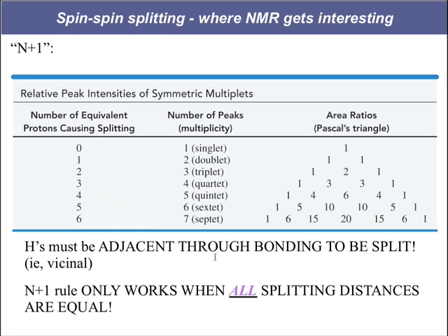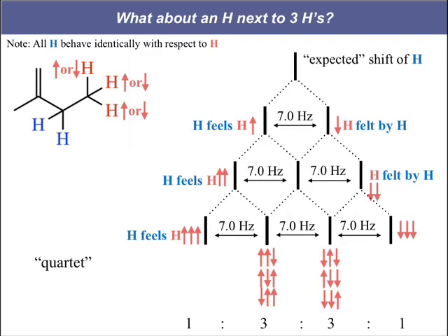They have to be near each other. They have to feel each other, right? The splitting comes from feeling their neighbors' individual magnetic fields. And the n plus 1 rule only works when all splitting distances are equal. What I mean by that is, if we look at the splitting tree for a quartet, notice that all of these distances are 7 hertz. The distance that one of these neighbors adds or subtracts to the precession frequency of our blue hydrogens are always 7 hertz.